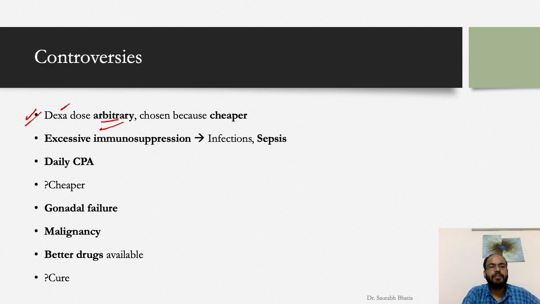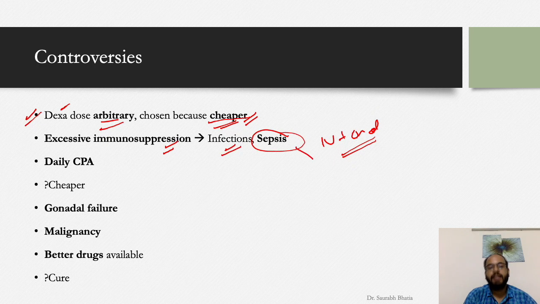DEXA as a steroid was chosen because of its cheap nature. We know that in our country, in India, it is good to choose cheaper drugs. So DEXA was chosen majorly because it was cheap and it did the work. Now, the use of IV and oral cyclophosphamide during DCPs has been shown to cause excessive immunosuppression, which leads to increased chances of infection and sepsis, and the patient might die because of the associated sepsis or side effect.